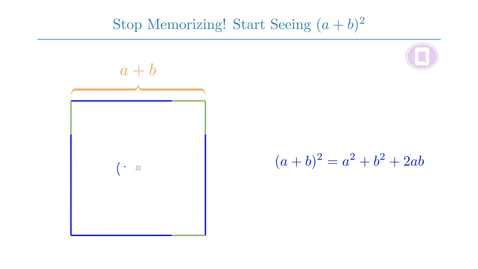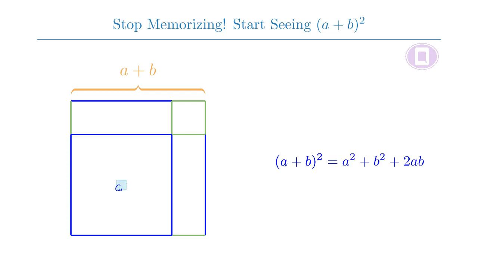This big square has side a plus b, and so its area is (a + b) squared, which gives the left side of our equation, (a + b) squared. We divide this square using one vertical and one horizontal line.